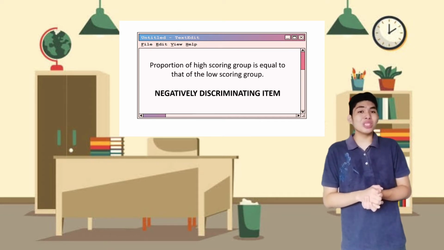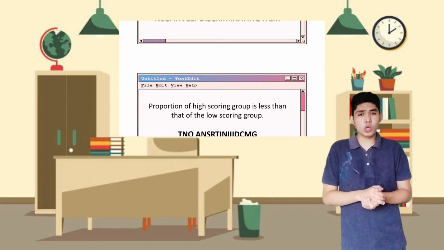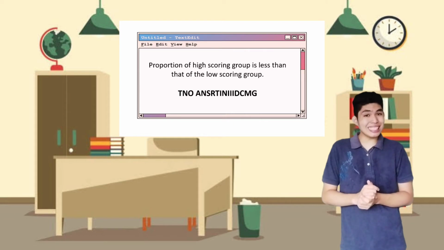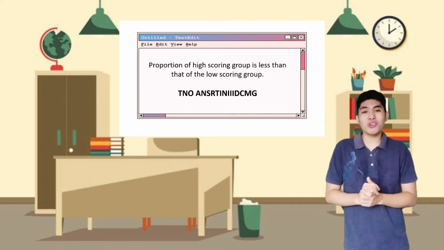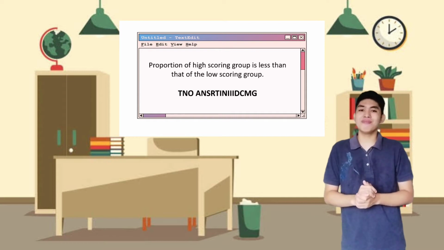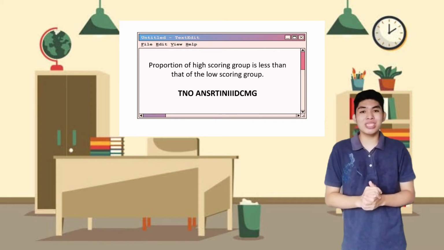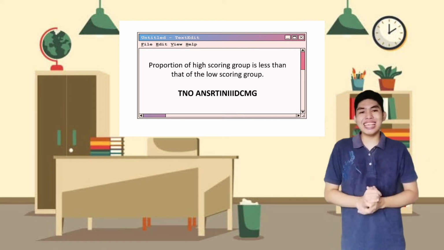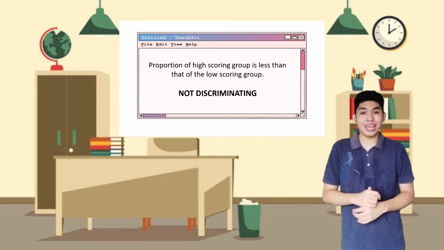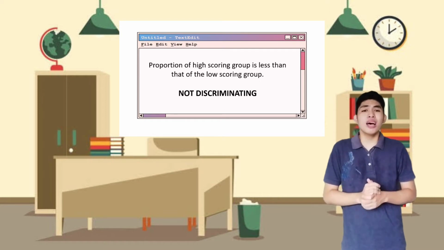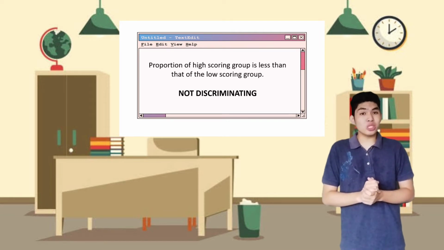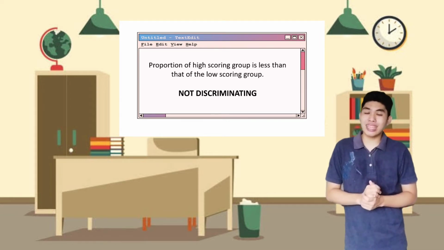The last statement, which is number 3. Proportion of high scoring group is less than that of the low scoring group. What do you think is the answer, class? Just remember to raise your hand if you want to speak in class. Yes, student C is raising his hand. You are recognized, student C. That's right, student C. The answer is not discriminating. Positively discriminating item, negatively discriminating item, and not discriminating item. Those three mentioned, we will discuss later with the class.